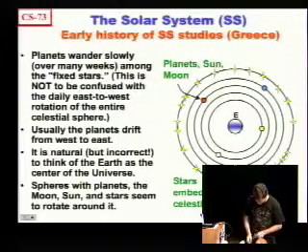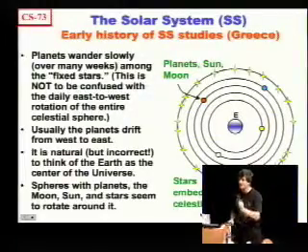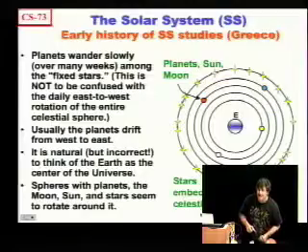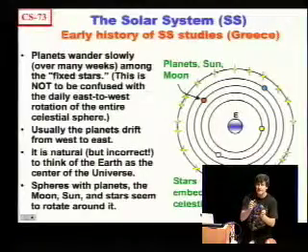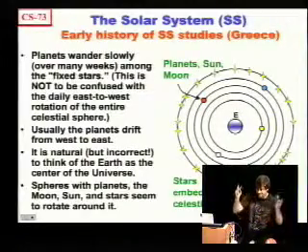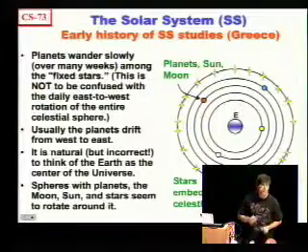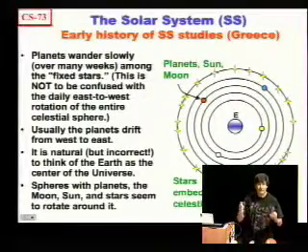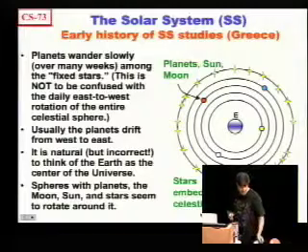But people noticed that some points of light in the sky appeared not to maintain a fixed pattern relative to other stars. They seemed to move around. They were called the wanderers, planets. Planet comes from the Greek word for wanderer. And let me show you some examples.